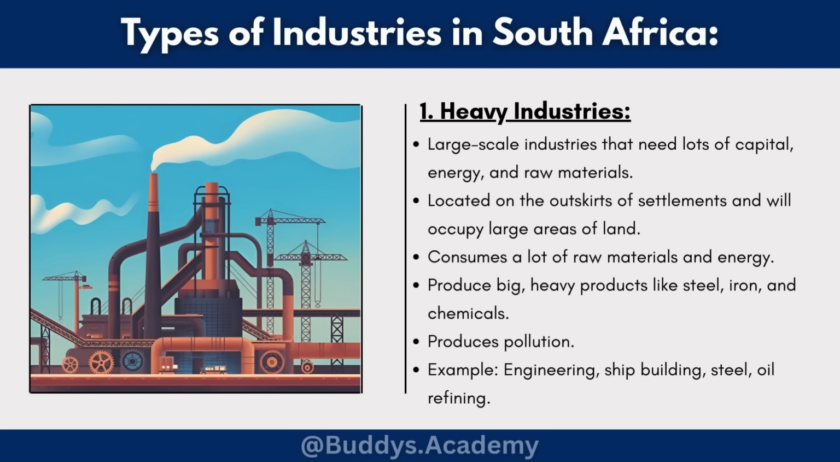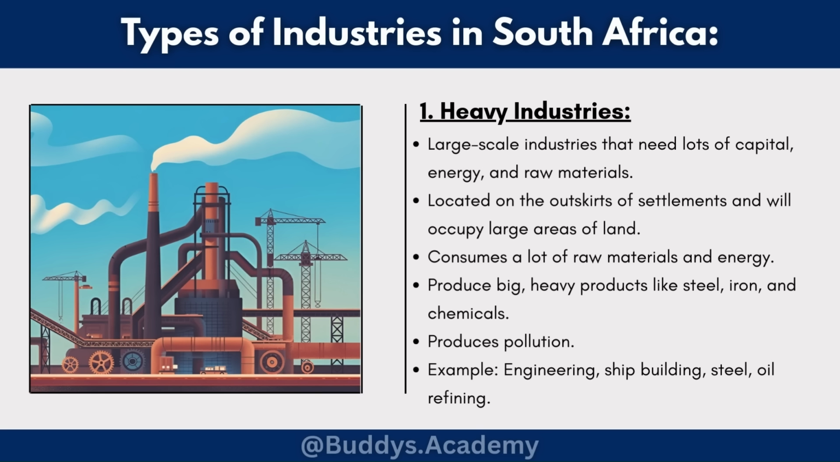They're also going to need a lot of energy and raw materials. These heavy industries will be located on the outskirts of settlements, and it's going to occupy large areas of land. It's also going to use a lot of raw materials and energy. It's going to produce big, heavy products like steel, iron and chemicals. However, it is going to produce quite a bit of pollution.